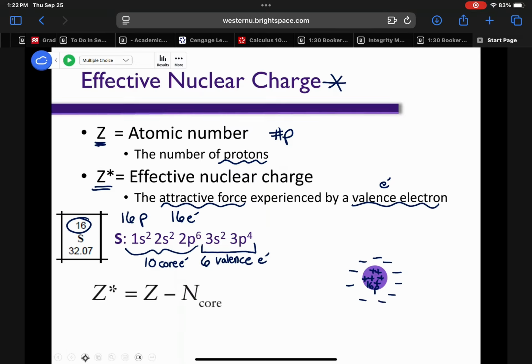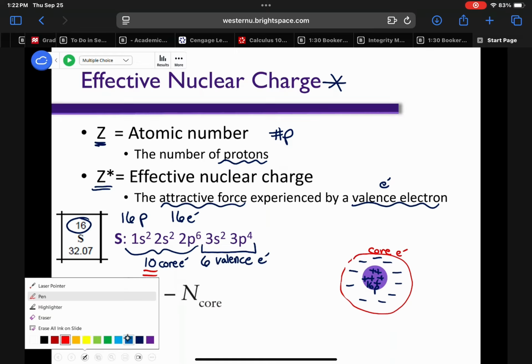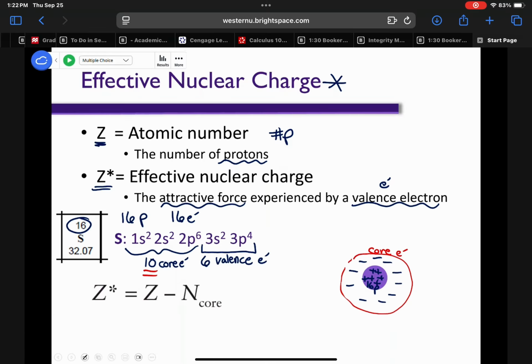So I'm going to keep it nice and simple and make it look like they're just in a circle. So there are my core electrons, and I have 10 of them. Well, we then have our valence electrons, and I have 6 of those. 1, 2, 3, 4, 5, 6. There are my 6 electrons. Yes, they're in s and p orbitals, but I'm just going to draw them in a nice circle to keep it simple.